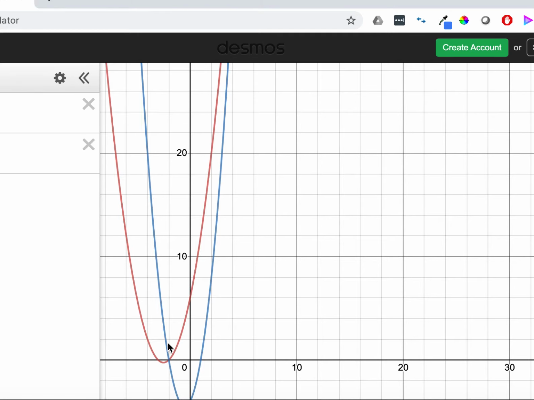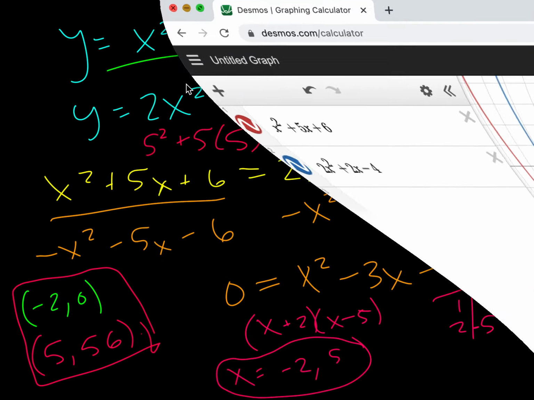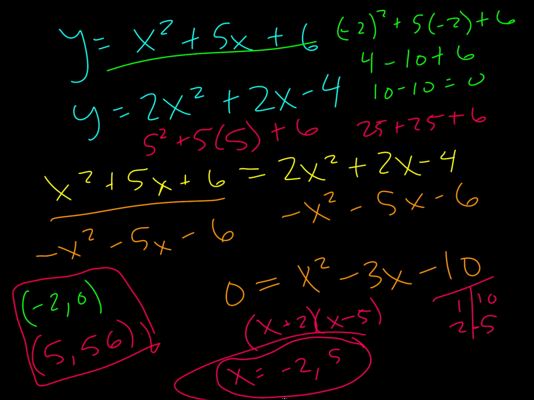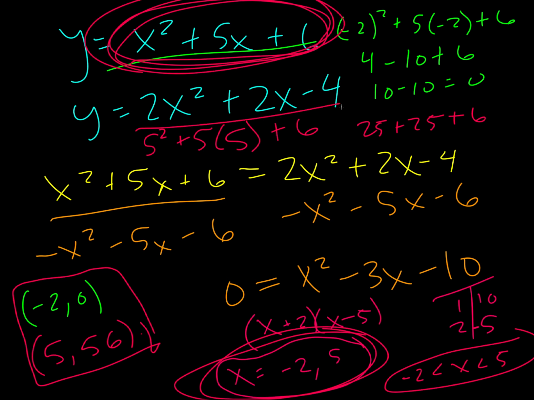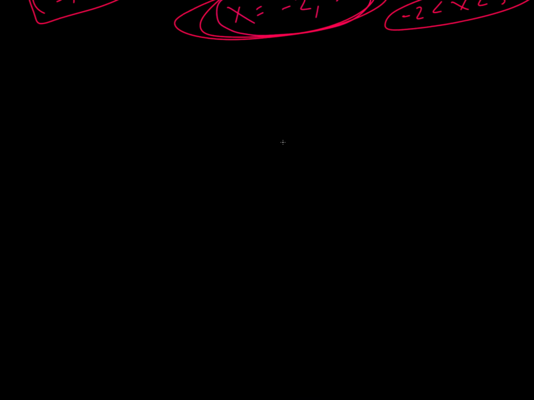So it just wants to know in between which values is the red one greater than the blue one. And we already have enough information with our algebra, and it's just when we're in between these two values. So the answer to that would be this. So when we're in between those two values, the first one, which was the red one on the graph, is higher than the second one. Okay? All right, we're going to move on.